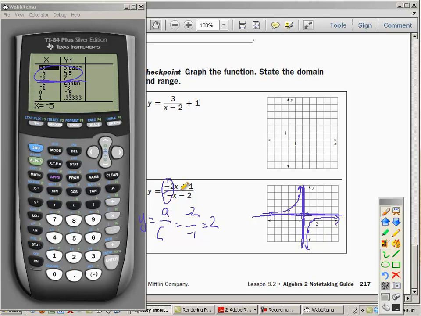Again, this is a little tricky down here on bottom because it's not actually just the opposite. So basically set the bottom equal to 0 to find your vertical asymptote. Your horizontal asymptote becomes a over c. All right, and so that concludes that lesson, lesson 8.2.